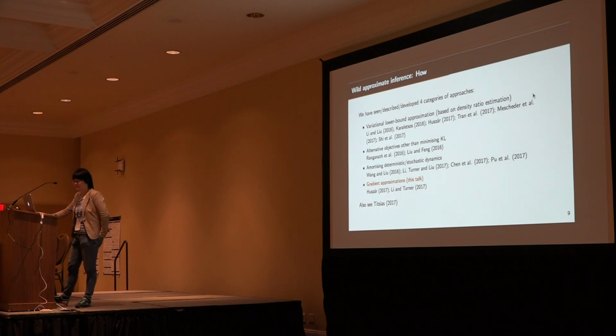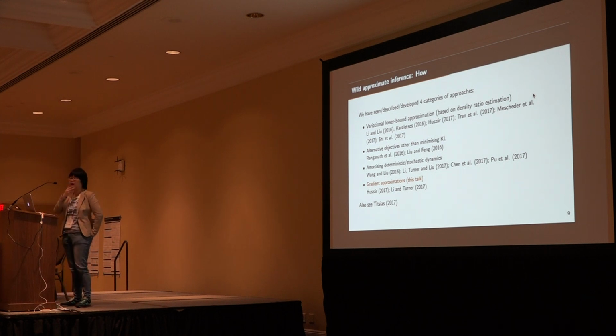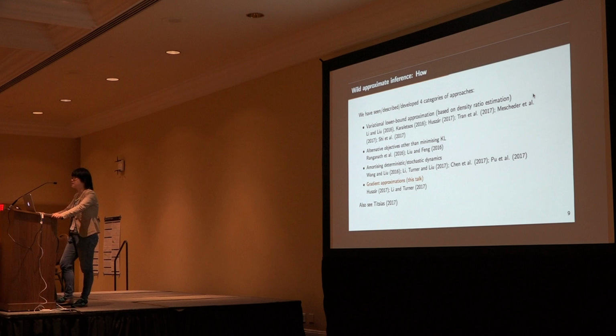I've seen, say, four different types of methods, like using GANs to do density ratio estimation for the Bayesian lower bound, or using some alternative objective function that minimizes KL divergence, or using either MCMC or another deterministic dynamics called Stein variational gradient descent. Today I'm going to briefly mention one of the works we've done for this task, which is doing a gradient approximation to the Bayesian lower bound.